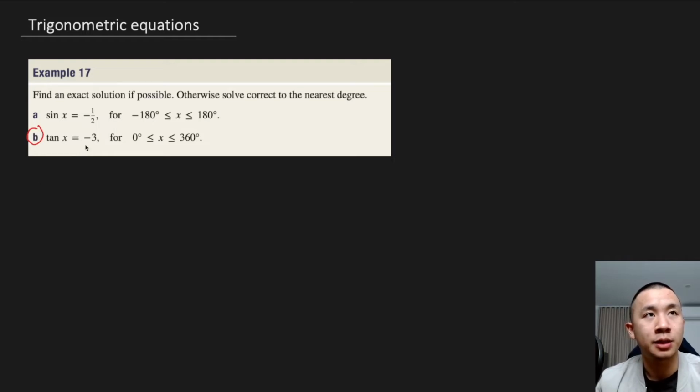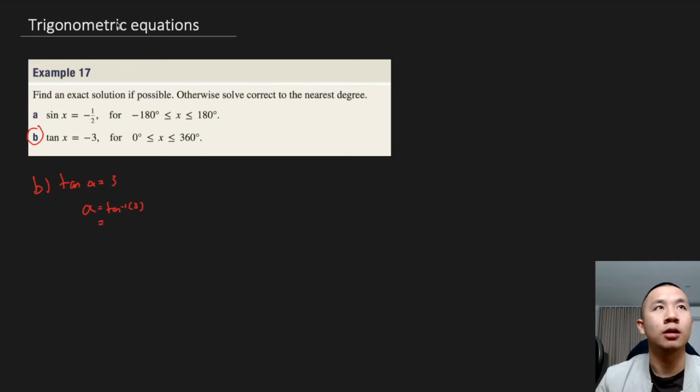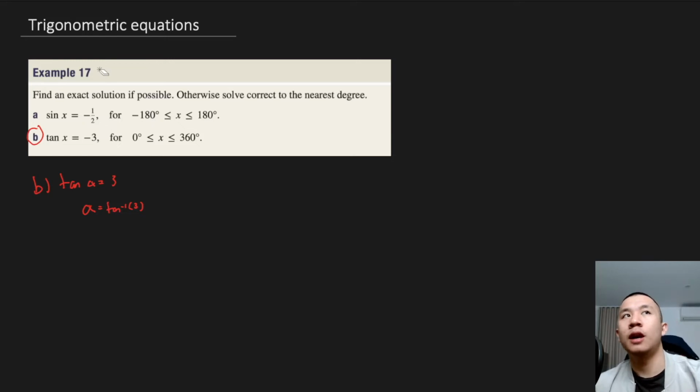So as I mentioned before, since this is negative, you actually want to find the reference angle. So tan alpha equals positive 3. Okay. Alpha equals tan inverse of this. You should get a long decimal or something in degrees and minutes. But here it asks us to solve correct to the nearest degree. Now, what I will actually do instead is I'm not going to evaluate this until after, okay?